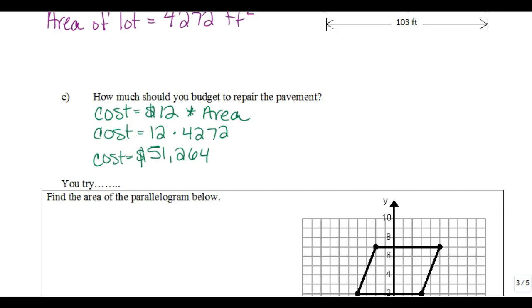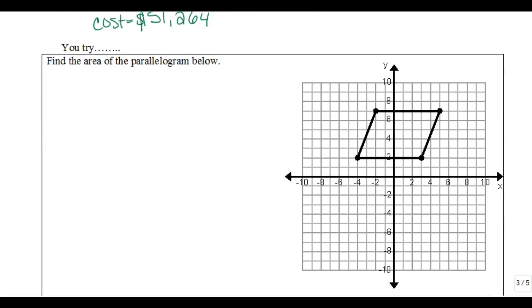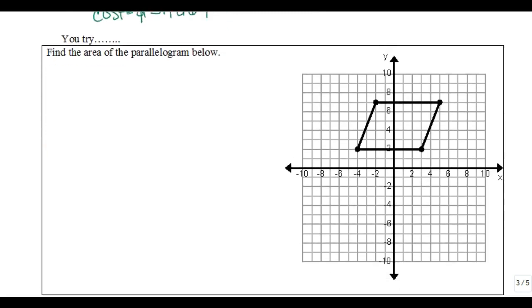Give the You Try a shot. When you finish, unpause the video to check your answer. Please make sure that you pick up an assignment that will be collected tomorrow.